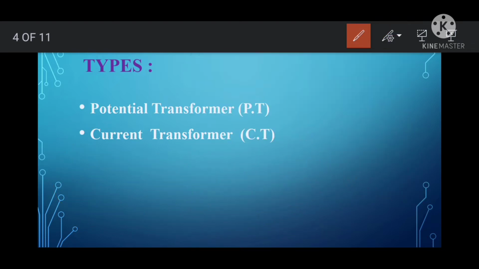Now let's discuss the current transformer. In the case of a current transformer, there will be a single or lesser number of turns of primary winding connected to the load, and across this we have many turns of secondary winding connected to the ammeter.